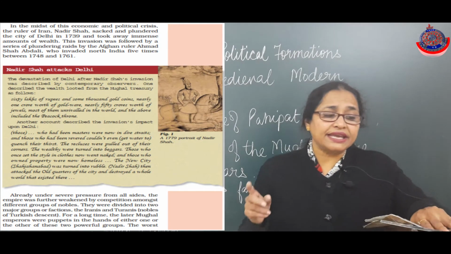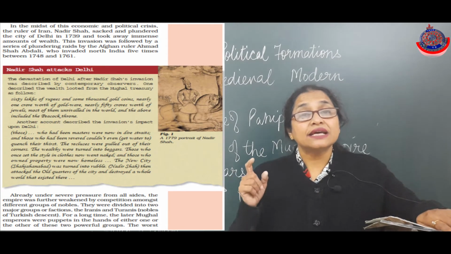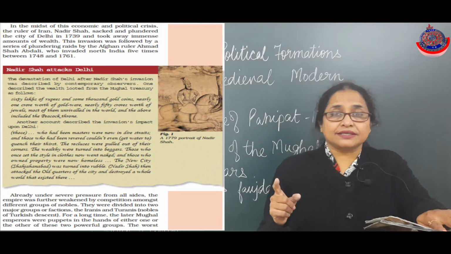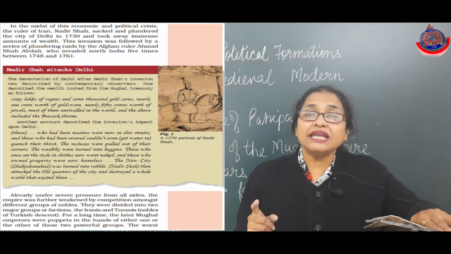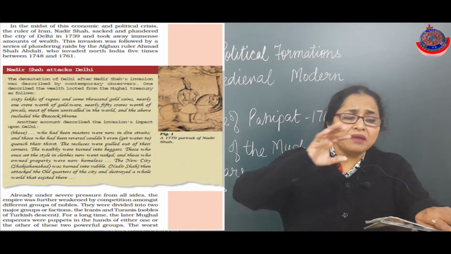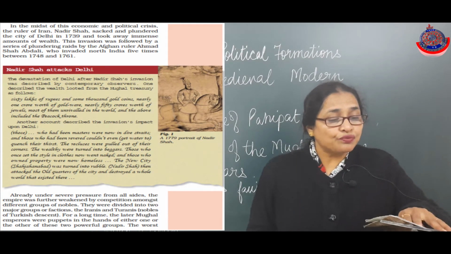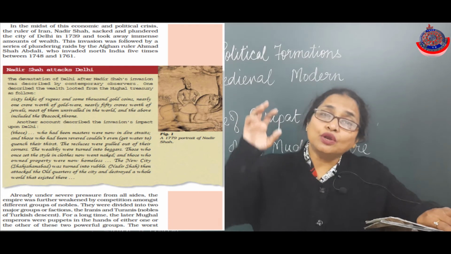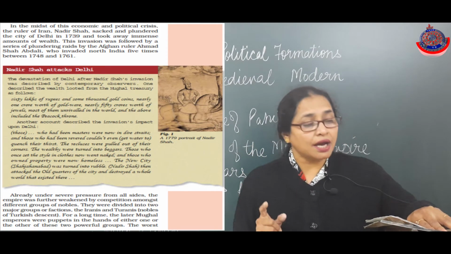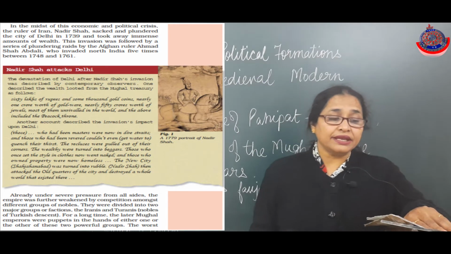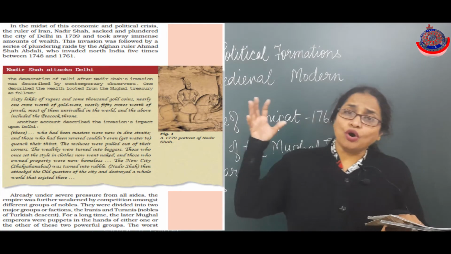In the middle of this economic and political disturbance, the ruler of Iran, Nadir Shah, sacked, looted and plundered the city of Delhi in 1739, and he took away an immense amount of wealth from India. This invasion was followed by a series of looting and plundering raids by the Afghan ruler Ahmad Shah Abdali. He invaded North India 5 times. Already there was a lot of pressure from all sides.